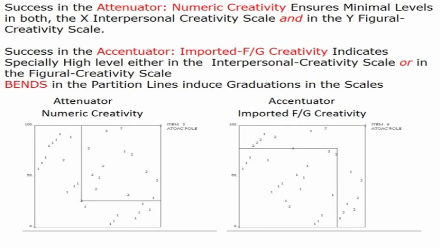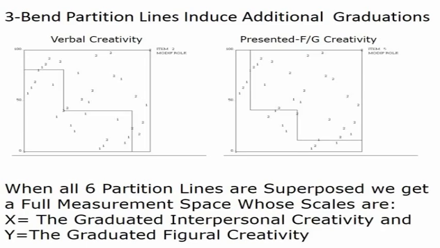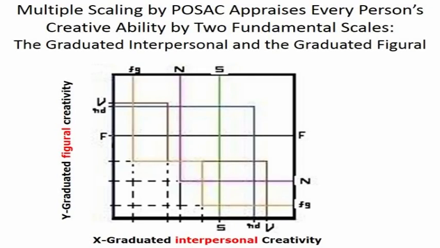Bends in the partition lines induce graduations on the x and y scales. 3 bend partition lines induce additional graduations. In the case of verbal creativity, we have 3 bends, and also in the case of presented figure ground creativity. When all partition lines are superposed, we get a full measurement space whose scales are x, the graduated interpersonal creativity, and y, the graduated figural creativity.